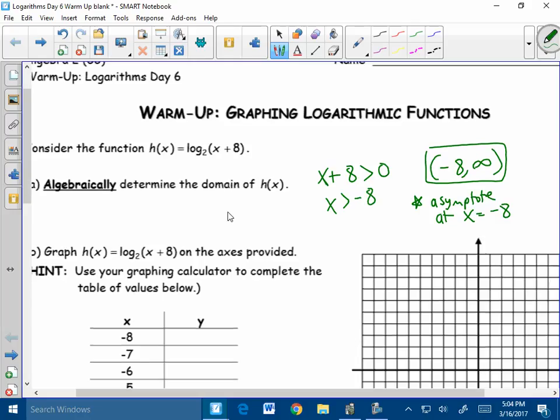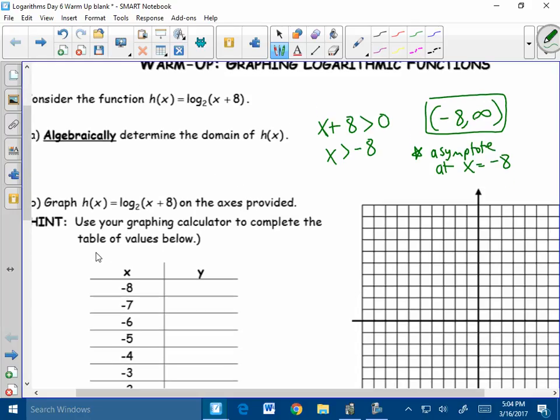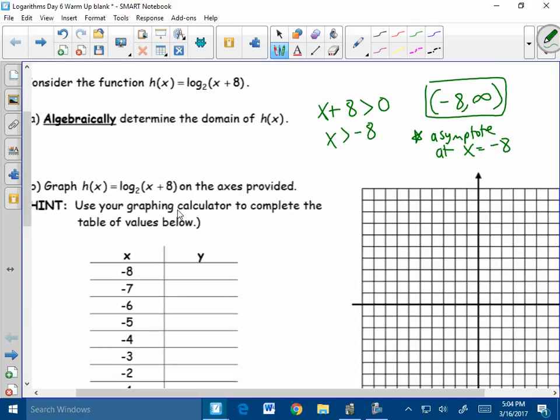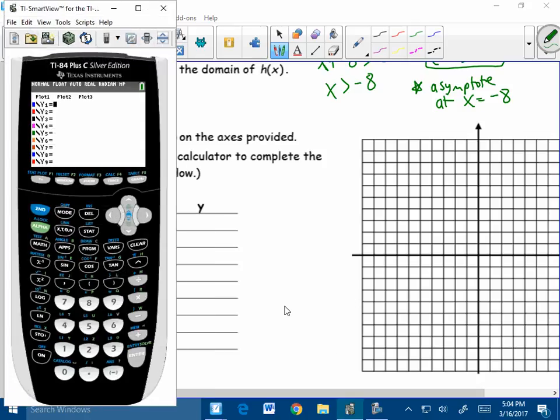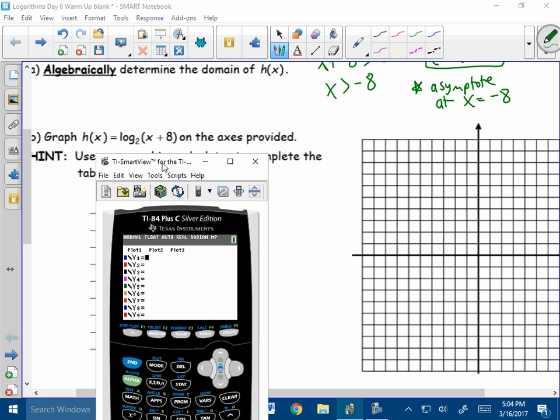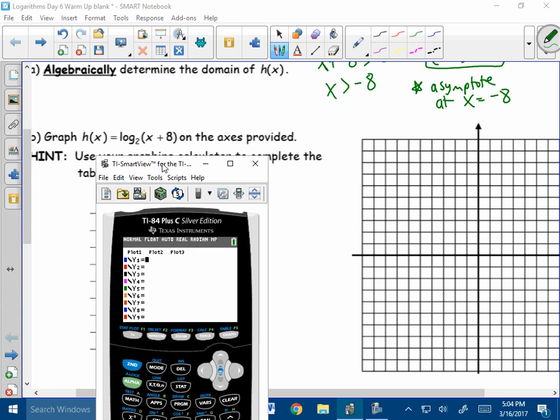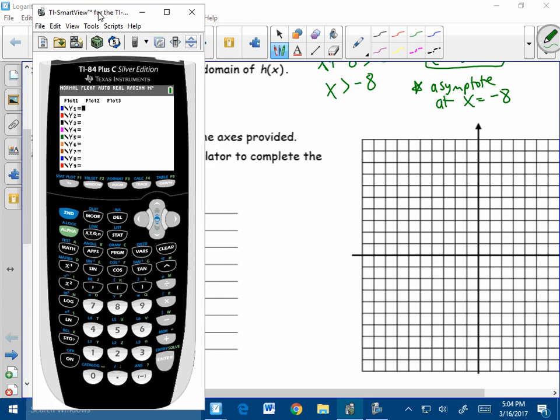Part B says to graph it on the axis provided, with a hint. Anytime we want to graph something, we can use our graphing calculator to come up with the table. They've given us a table with some x values, and we want to fill in the y's. So I'm going to pull up my graphing calculator software. It works pretty well, it's just a little slow. I want to get this equation, log base 2 of x plus 8, into my y1 so I can look at the table.